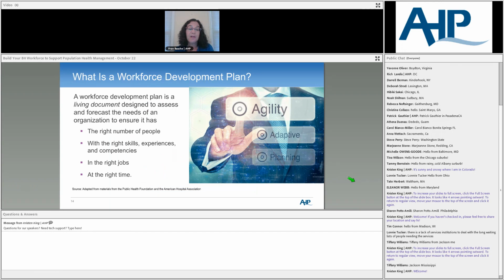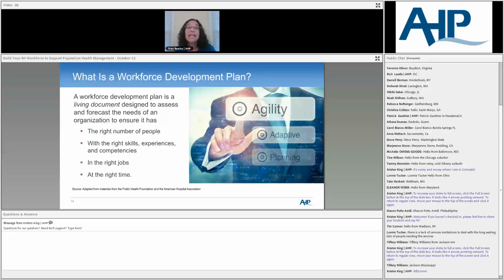And so what is a workforce development plan? A workforce development plan is a living document, first of all, designed to assess and forecast the needs of an organization to ensure that it has the right number of people with the right skills and experiences and competencies in the right jobs at the right time.